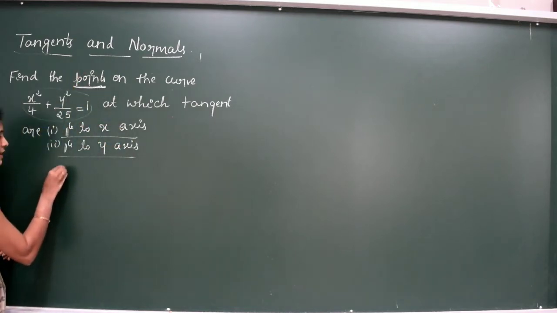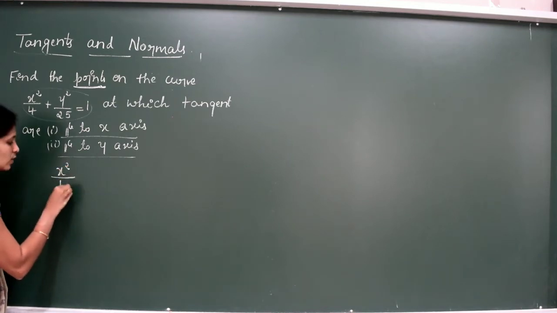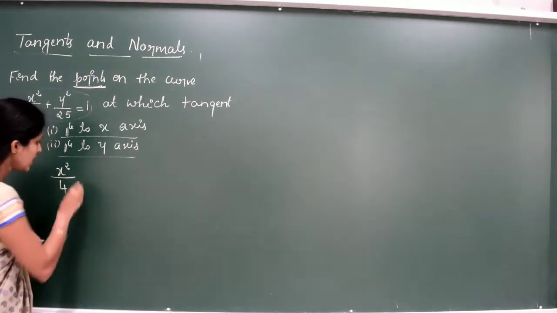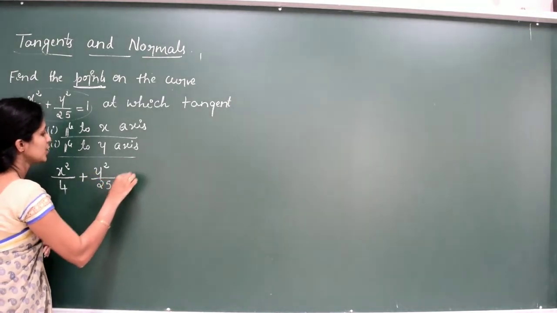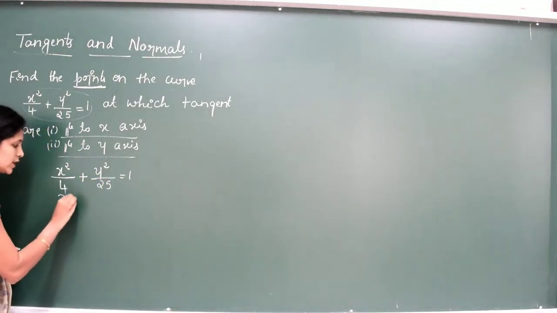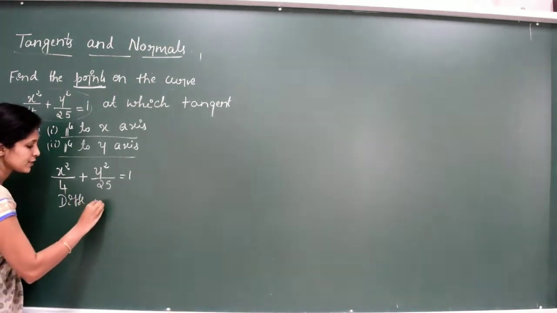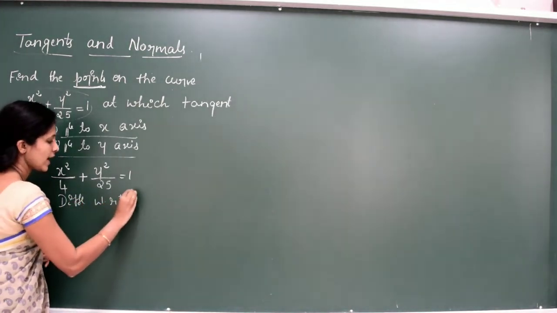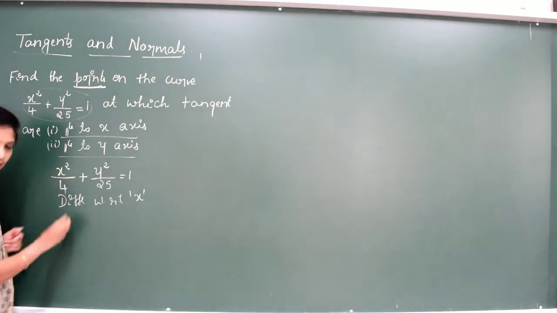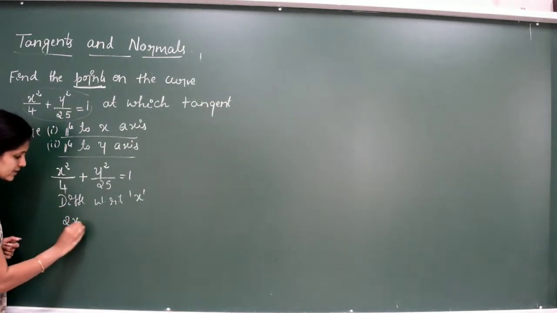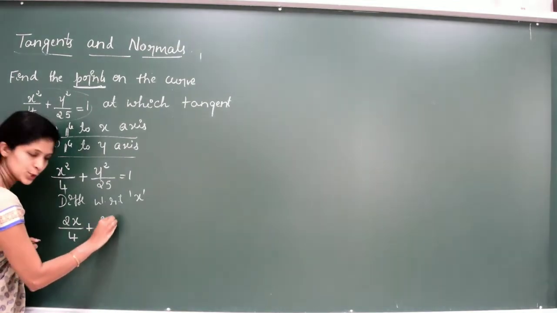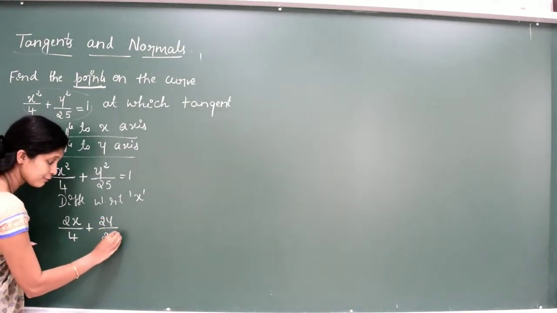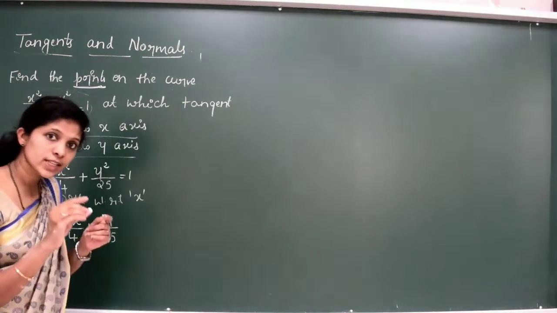So first we will consider the curve x square by 4 plus y square divided by 25 is equal to 1. We will differentiate because we need to find dy by dx. Differentiate with respect to x. So derivative of x square will be 2x divided by 4 as it is, plus derivative of y square will be 2y divided by 25. And you are differentiating with respect to x.